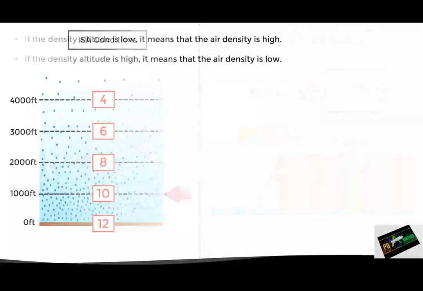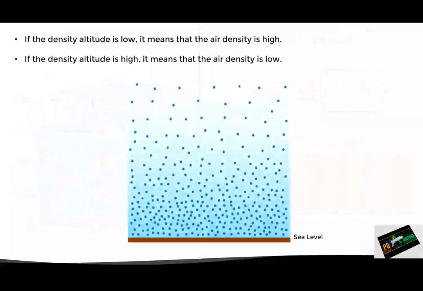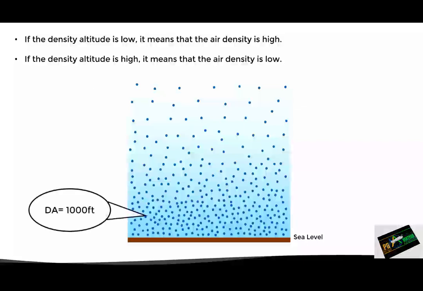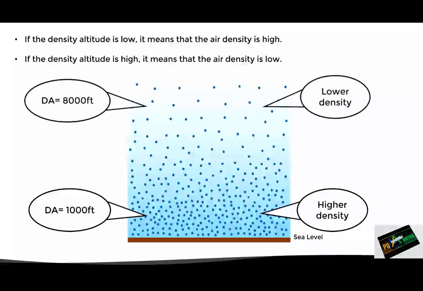In conclusion, if the density altitude is low, it means that the air density is high. And if the density altitude is high, it means that the air density is low. For example, a density altitude of 1,000 feet will represent a higher density than a density altitude of 8,000 feet. Let's finish this explanation with the next example.